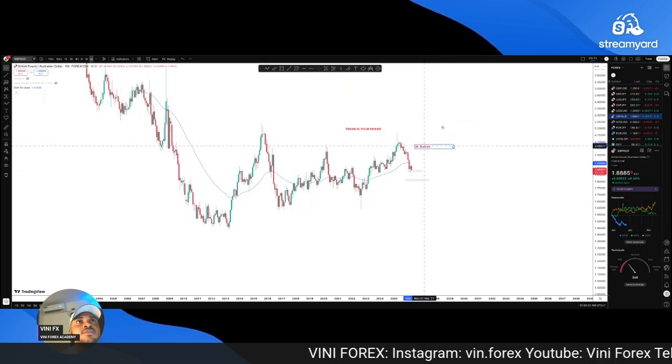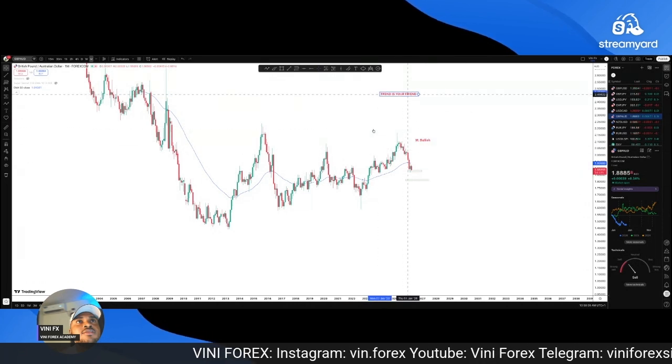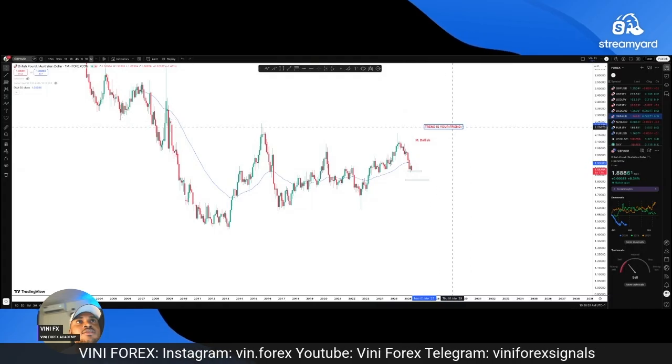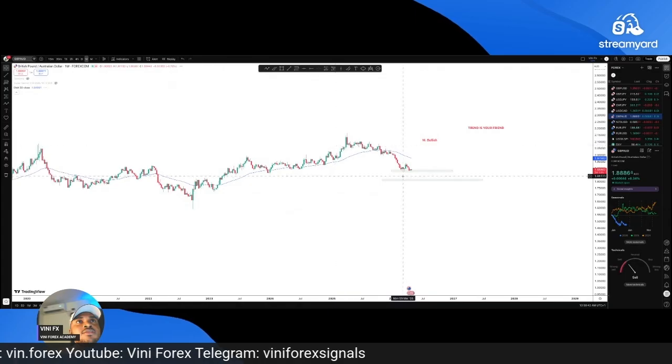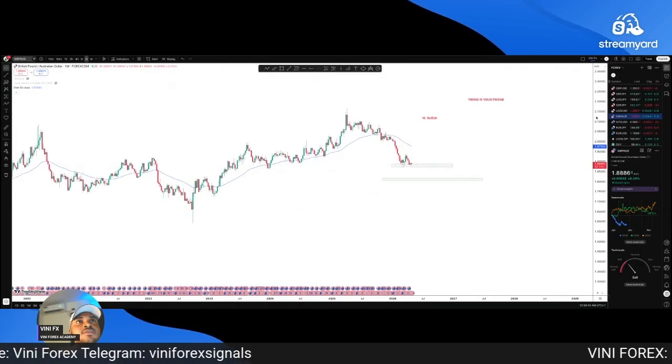Okay, that is the first thing we have seen, and the trend is your friend. Please don't forget that. The trend is your friend. So moving down to the weekly time frame. This is the weekly time frame now.